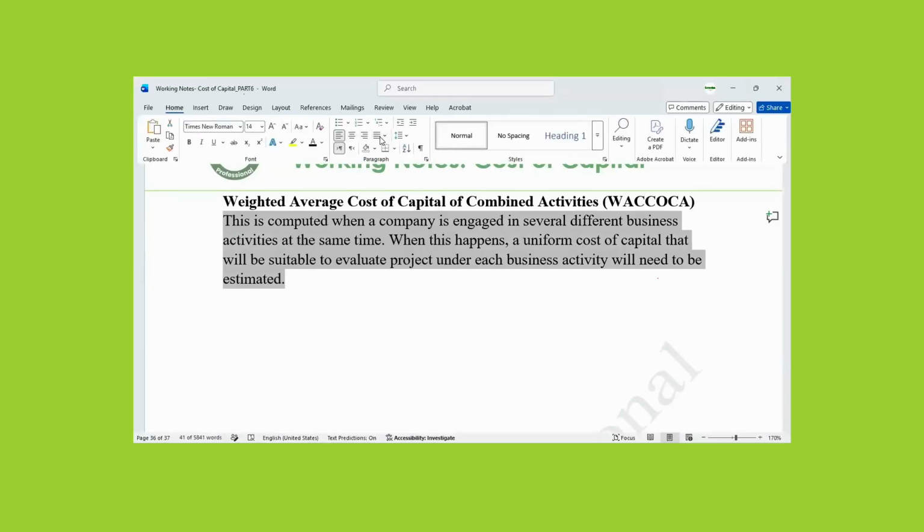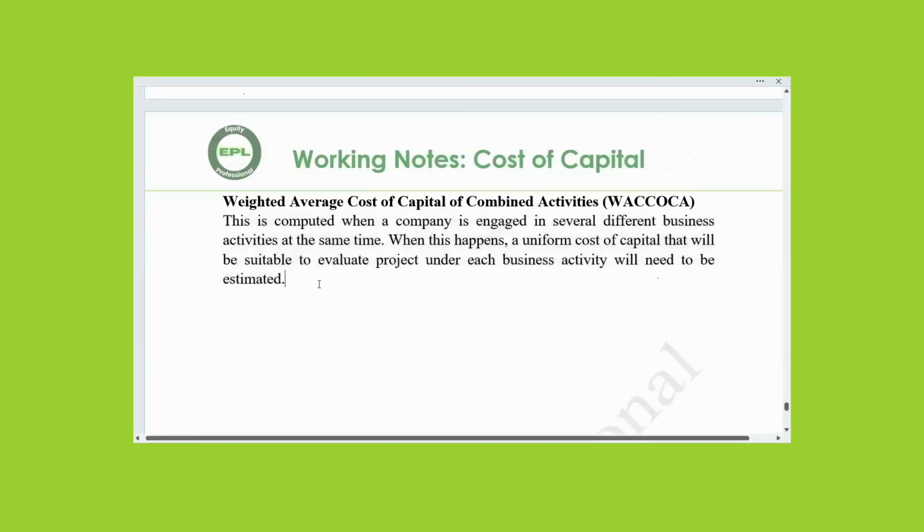Once a company is engaged in different business activities, instead of using different costs of capital to appraise each activity, a uniform cost of capital that will be appropriate or suitable to evaluate any of the projects needs to be estimated. This is what is known as WACOCA. So what are the procedures, the steps involved?